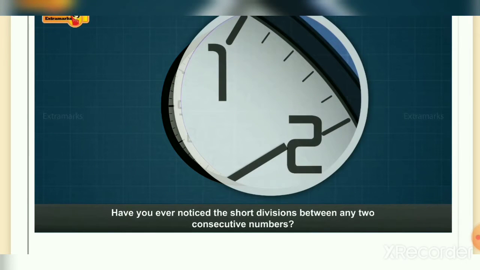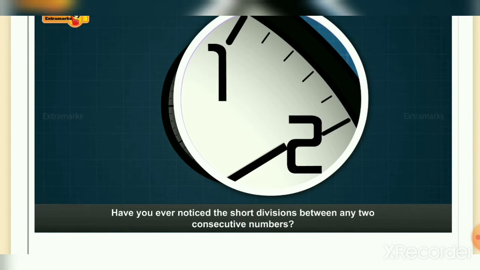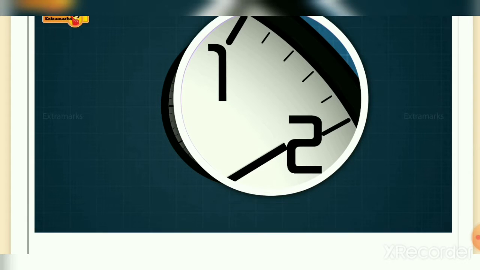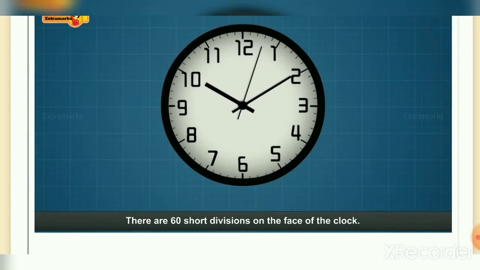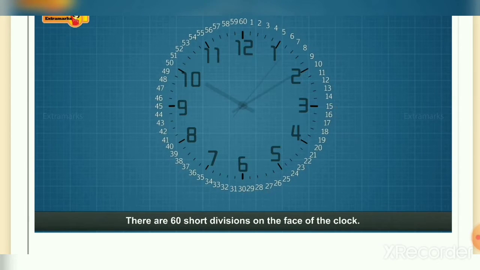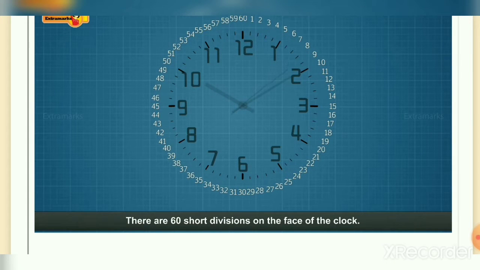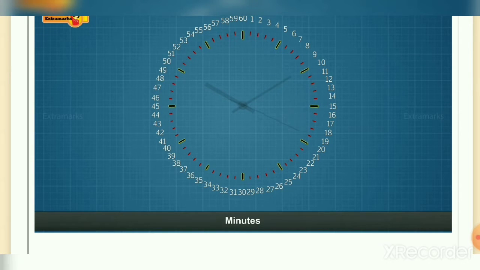Have you ever noticed the short divisions between any two consecutive numbers? Let's count them. There are 4 short divisions between any two consecutive numbers. It means the whole face has been divided into 60 short divisions. The numbers 1 to 12 represent hours. As there are 60 minutes in an hour, these short divisions represent minutes.